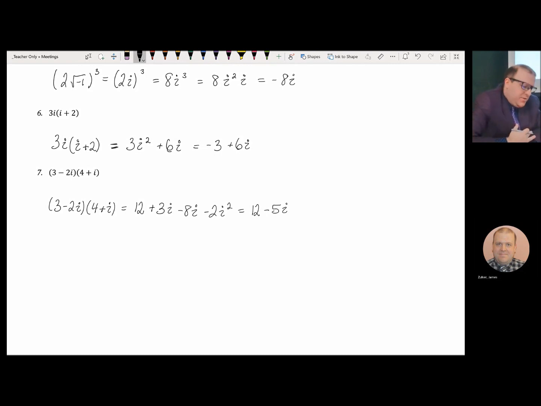You can combine like terms. 3i minus 8i would be negative 5i. Then minus 2i squared becomes plus 2. This product is 14 minus 5i.